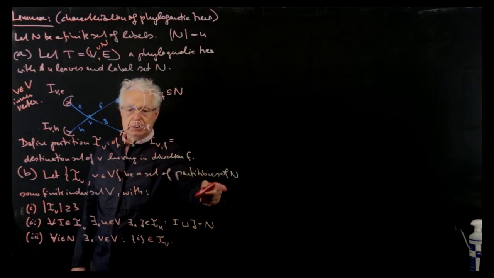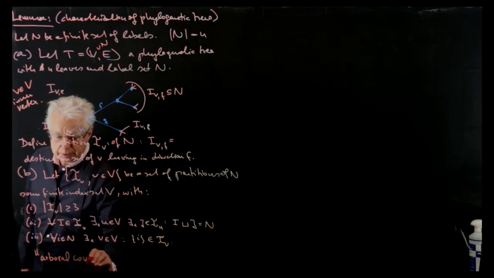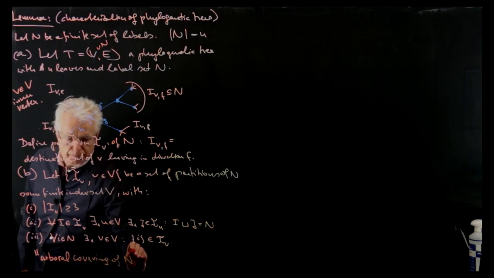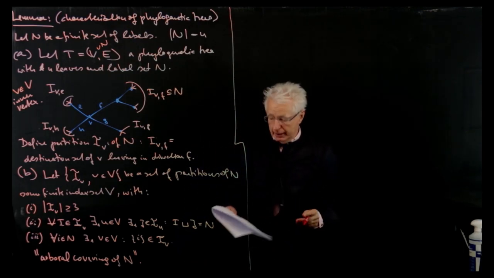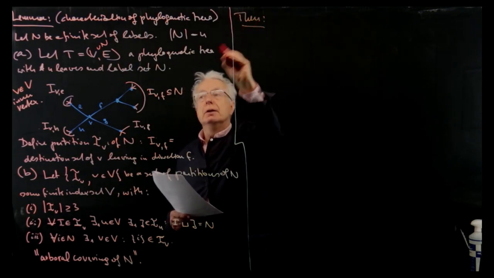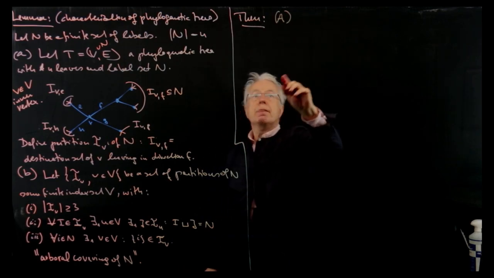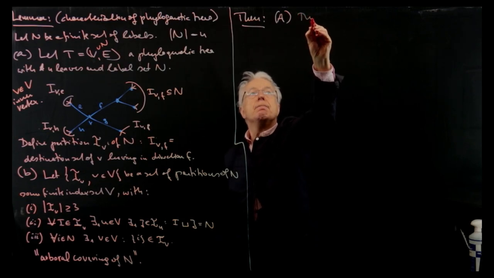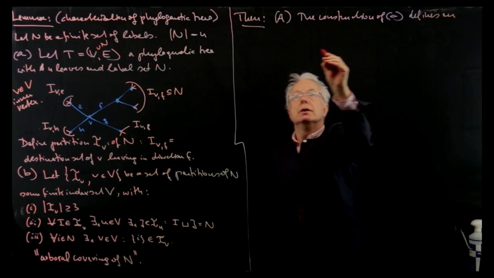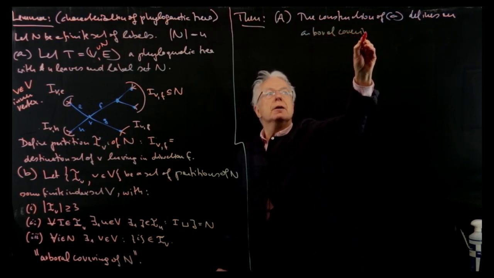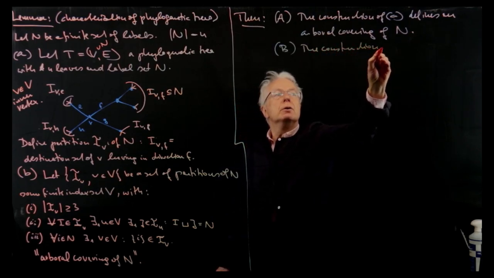So a set of partitions with these properties will be called an arboreal covering of N. I didn't find a better name. If you have any suggestion, please let me know. Okay, so these are two constructions. And then the statement of the lemma is: what we define in A, the construction of A, defines an arboreal covering of N. B, the construction of B.